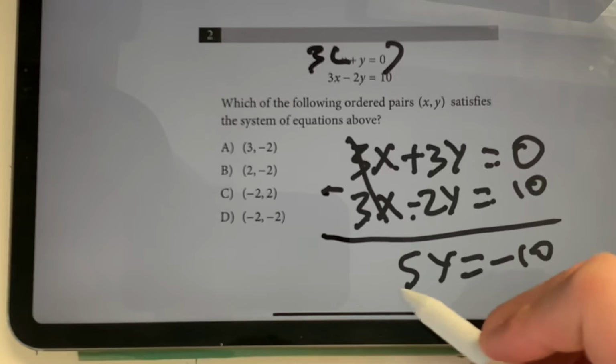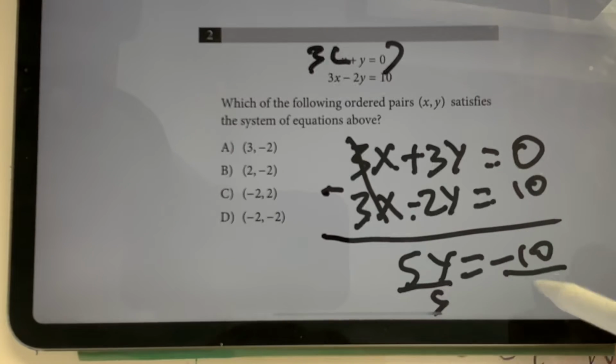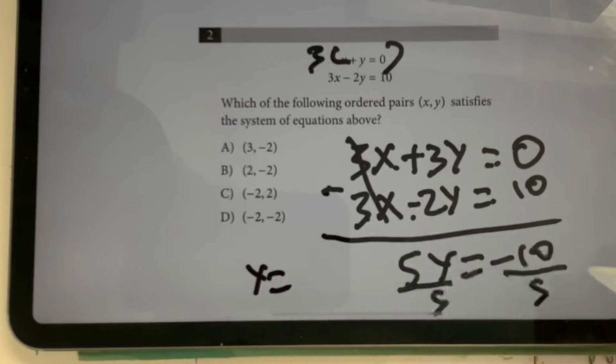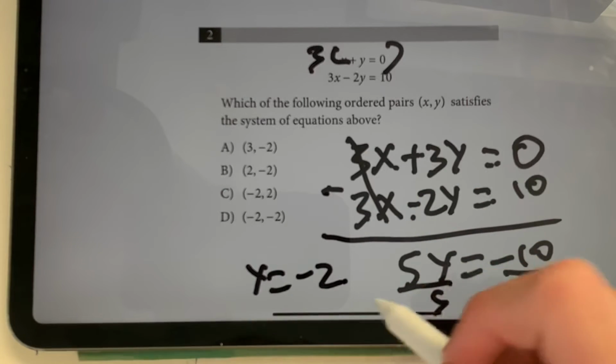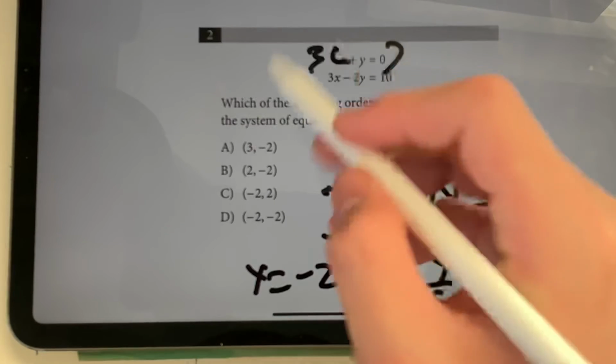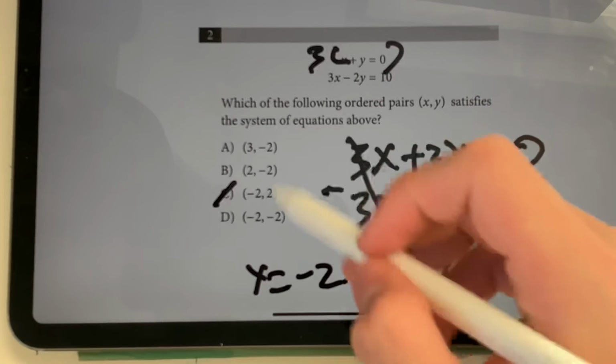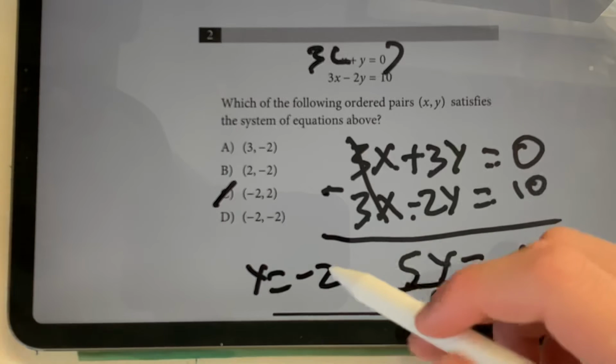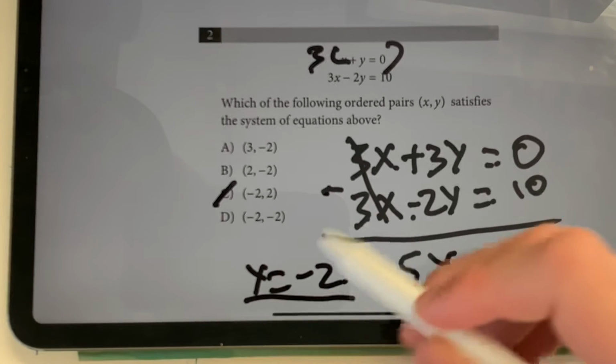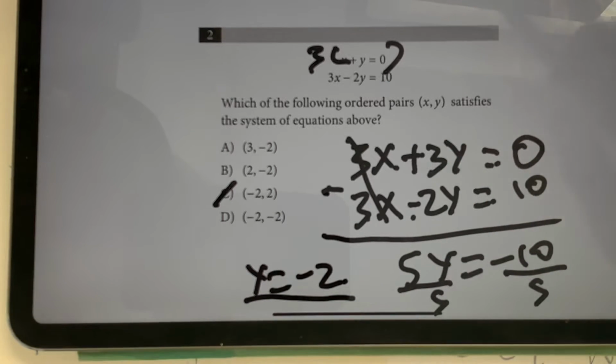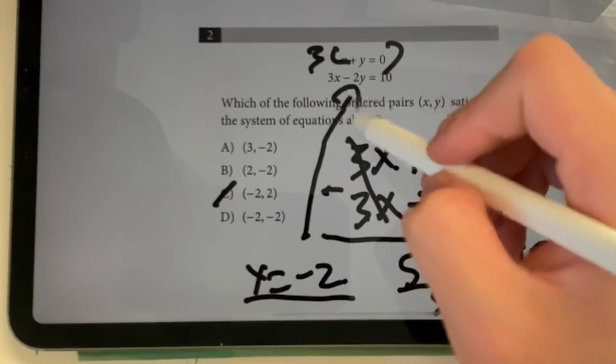Now, to get y by itself, I just divide both sides by 5, giving me y is equal to negative 10 over 5, which is negative 2. Now, looking at your answer choices, y has to be negative 2. So that eliminates just choice C, right? Everything else has negative 2. Now, what I could do is I just plug in y equal to negative 2 into any of my equations, right? So I just plug it into this one right here.